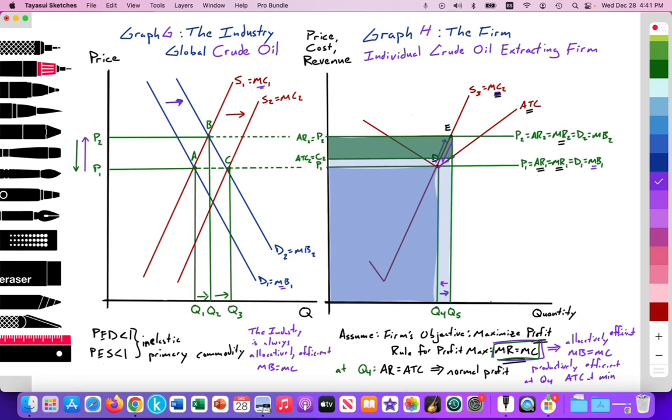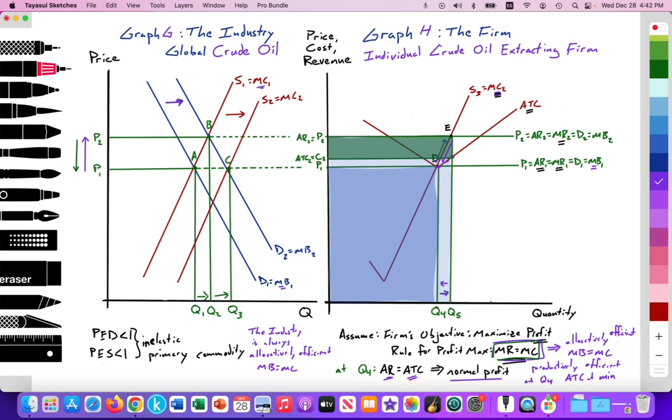We're going to assume that the firm wants to profit maximize, so they'll produce where MR equals MC at point D that sets output at Q4. We notice that at Q4, average revenue equals average total costs, so the firm is generating normal profit. And we also see that at Q4, they're producing at minimum ATC, so the firm is productively efficient. And we also see that at point D, marginal benefit equals marginal cost, so the firm is allocatively efficient, as is the industry.